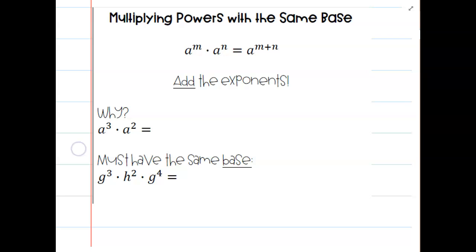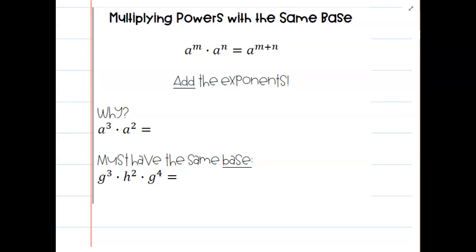This rule is called multiplying powers with the same base. So remember, using the correct vocabulary, what I think we oftentimes call an exponent. I usually look at this and I'm like, oh look, it's an exponent. But remember, the only thing that's the actual exponent is the little number. The big number, so in this case the a, is the base. The whole thing, the a to the m, the a to the n, the whole thing is a power. So what we're doing today is we're multiplying powers, so the whole thing, but they're going to have the same base. Okay, so the same big number.